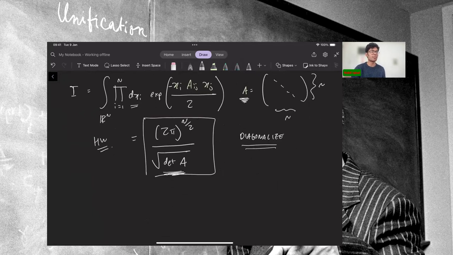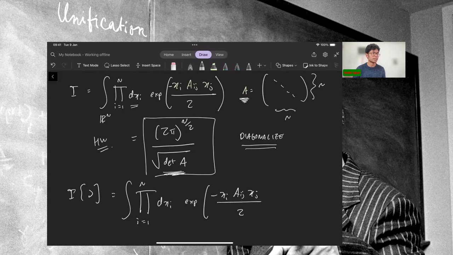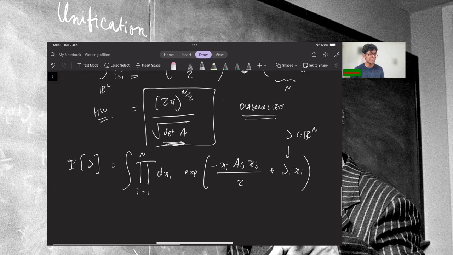And finally, we need one more integral. And that's what I'm going to call I of J. All right. And that integral is the following thing. Product over i from 1 to n of dx_i. And again, this is very similar to the one I just told you the answer of. But now I have a linear shift in there. So here J is a vector in R^n. Okay, it has components J1, J2, J3, and so on. And then we have that over here.